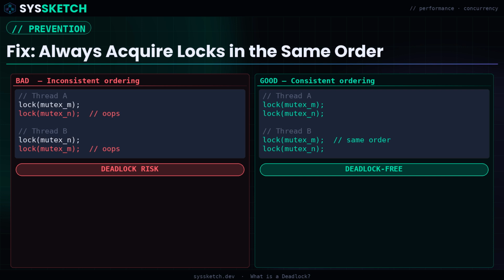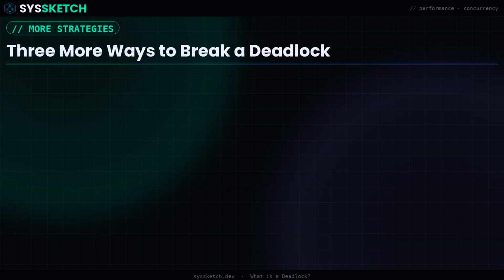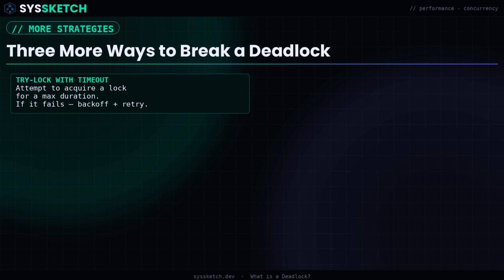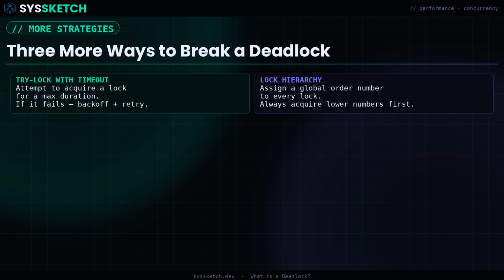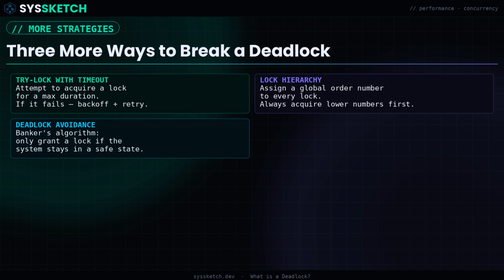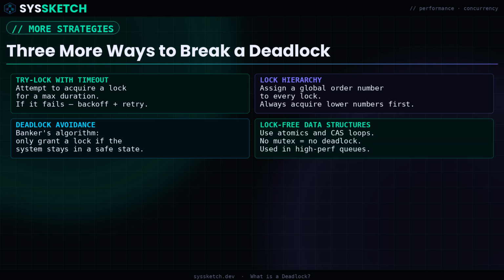Beyond lock ordering, there are 3 more powerful strategies. Try lock with timeout. Instead of blocking indefinitely, attempt to acquire a lock for a maximum duration. If it times out, release everything you hold and retry after a backoff. This breaks the hold and wait condition. Lock hierarchy. Assign every lock a global priority number and always acquire locks in ascending order. This is a formal version of lock ordering that scales to large code bases.